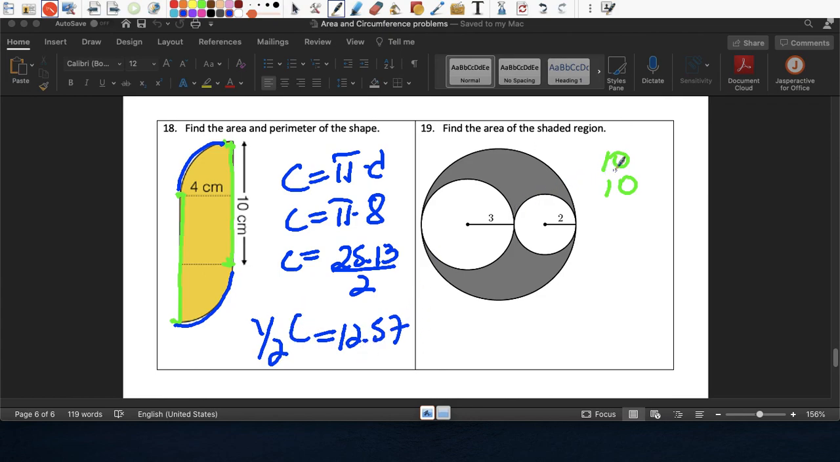So you walked your dog 10 centimeters plus the other 10 centimeters, plus 12.57. So the perimeter of that shape is 32.57 centimeters. That's it.